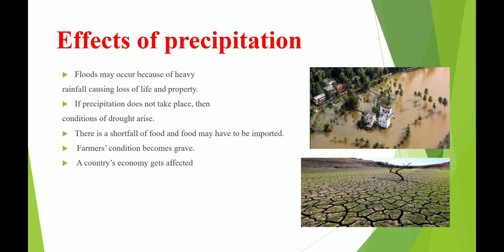Now see the effects of precipitation. Precipitation is the important source of potable water across the globe, and excess precipitation may lead to floods causing loss of life and property. Floods may occur because of heavy rainfall, and if precipitation does not take place, then conditions of drought arise. You can see the pictures given here. The first picture is about flood and the second is about drought. These are the effects of precipitation.